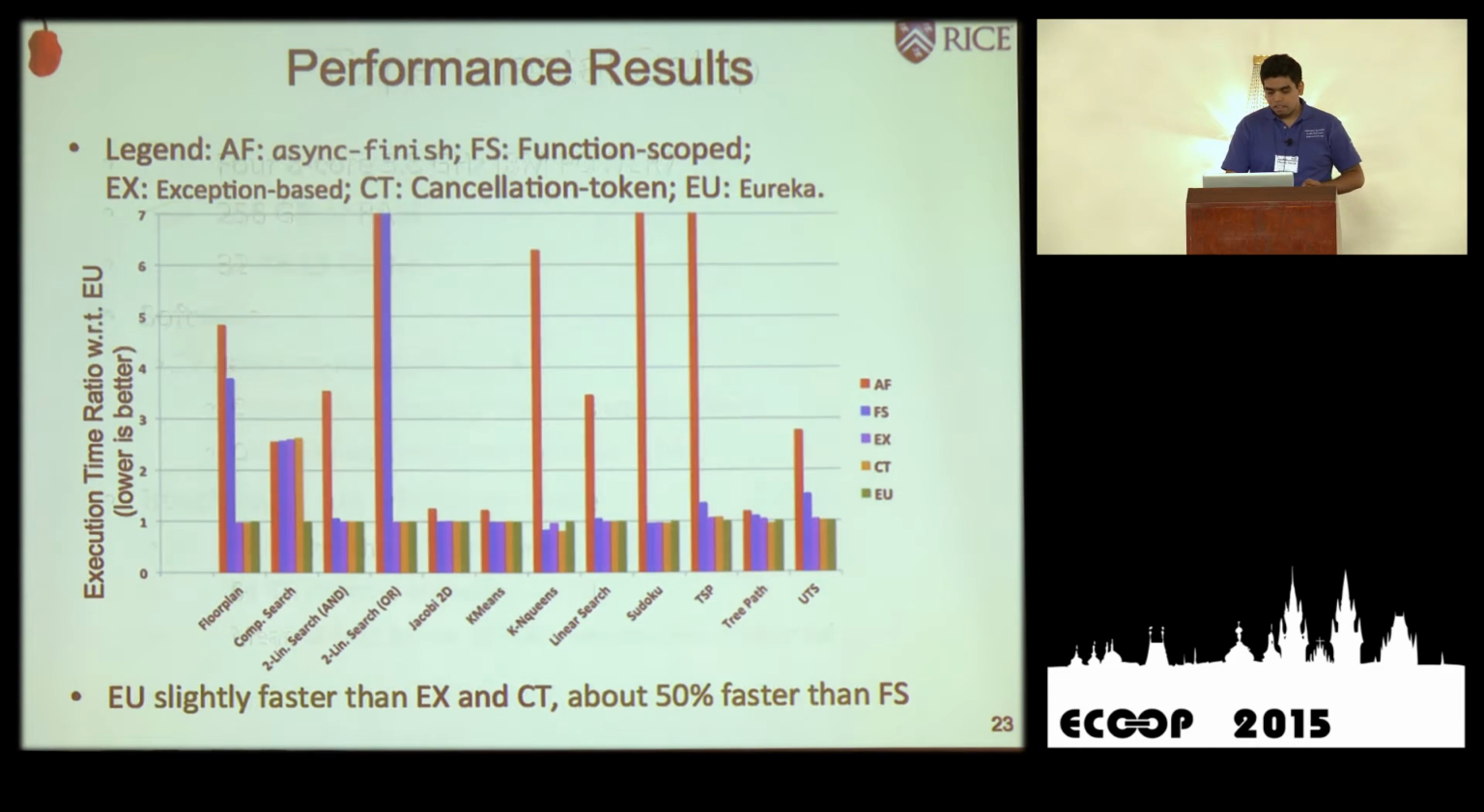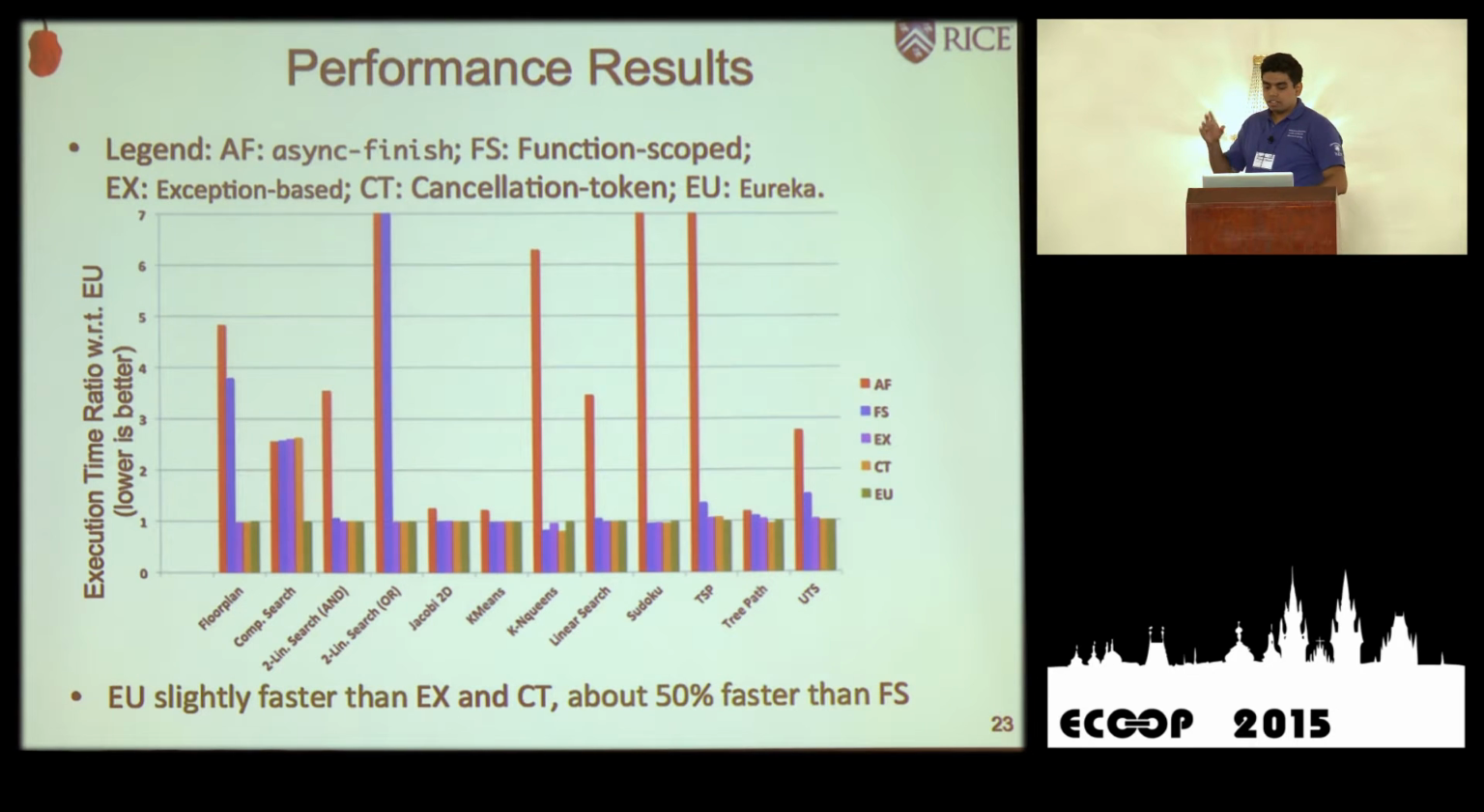In terms of performance, in this case, the red bar is just a pure async finish program with no early termination of tasks. So as expected, this is going to do lots of redundant work, so this will be the highest bar in this chart. Effectively, in all the benchmarks, this is the highest bar because it's doing lots of redundant computation, which we could have saved.